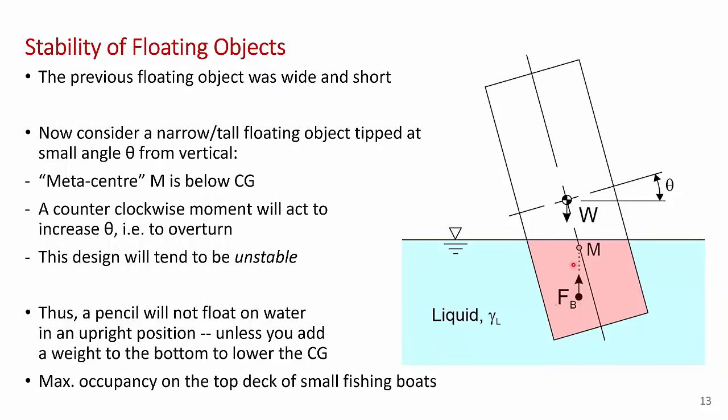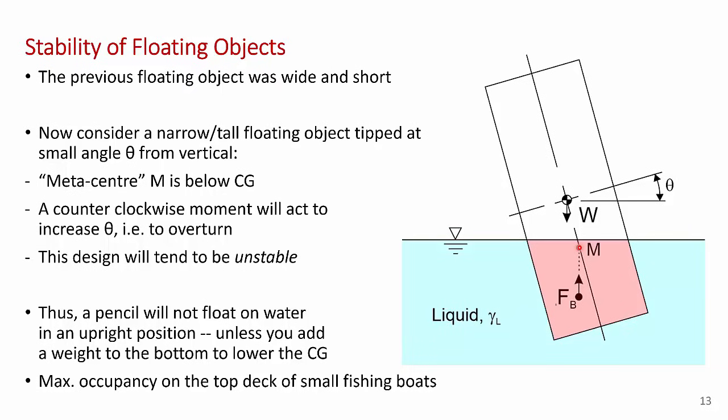And if you look at, again, the center line here that passes through the centroid, and where the buoyancy force intersects that center line is called the metacenter. In this case, the metacenter is below the center of gravity, and in that case, we get an unstable situation. This kind of design would be unstable. It wouldn't want to float in this position.